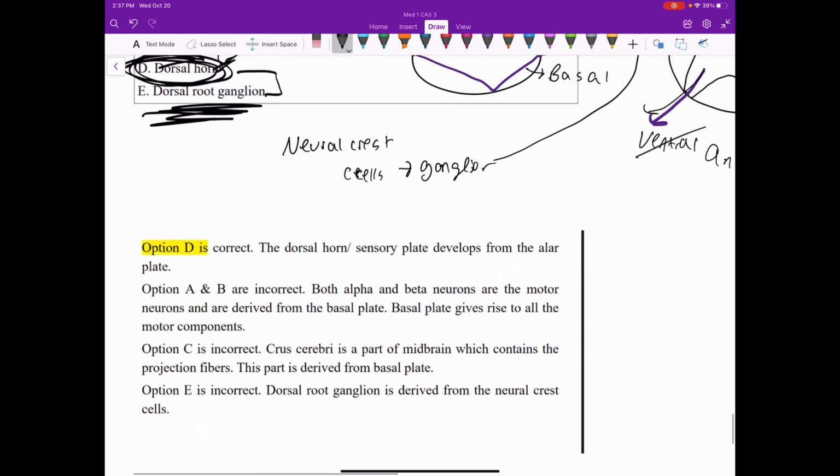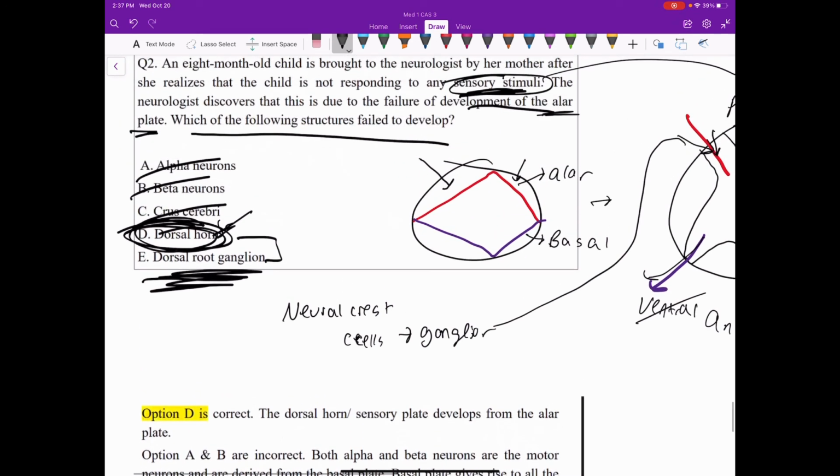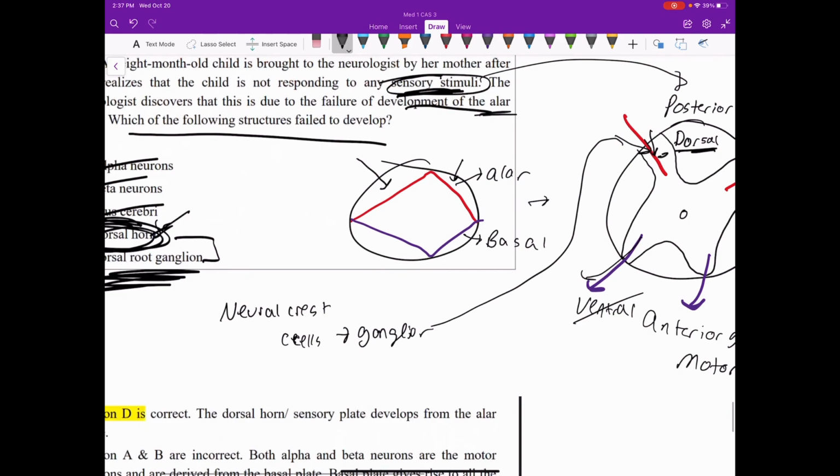Yes, we are. Why wasn't E correct, like we said? Well, it's derived from the neural crest cells. That's not a good enough explanation. The best explanation is what I said. The dorsal horn is the thing that receives all of the flow.